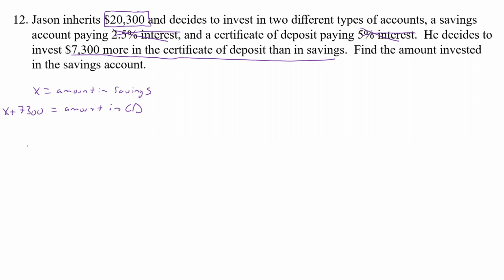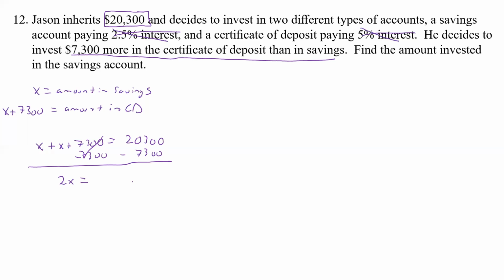Okay. Well, what do we know? Well, we know that if we take and add those two together, we get 20,300. Okay. Well, let's subtract our 7,300 so we get all the numbers on one side and all the variables on the other. So those go away. And here we get 2x equals.